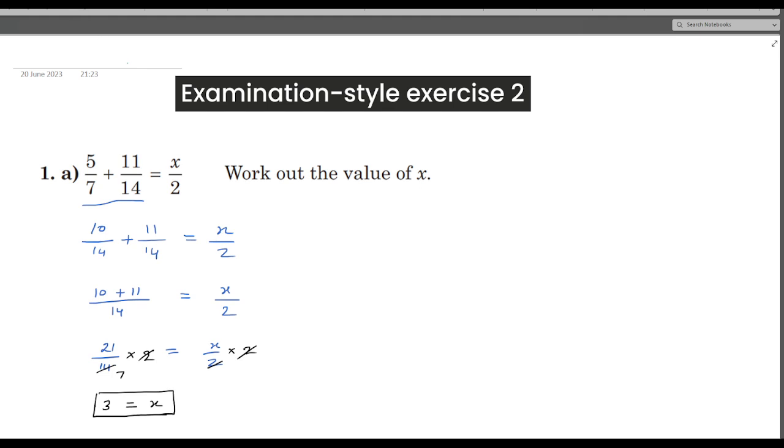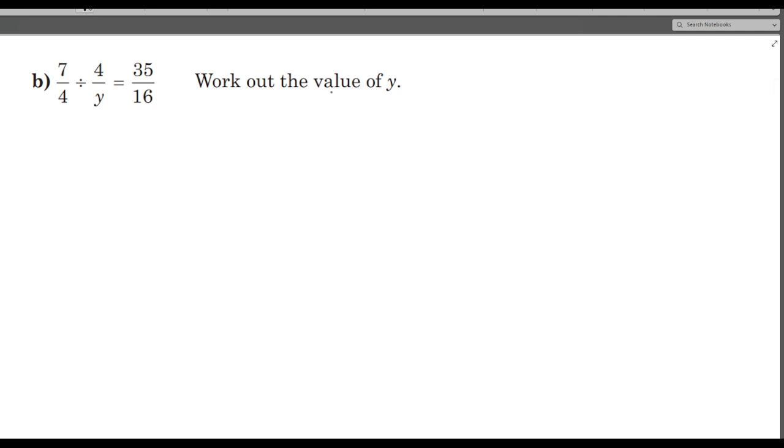Now let us see one more question. So here the question is 7 divided by 4 divided by 4 divided by y is equal to 35 divided by 16. Now I encourage you to pause the video and try this problem yourself. Okay, so 7 divided by 4. Now here it is divided by 4 by y.